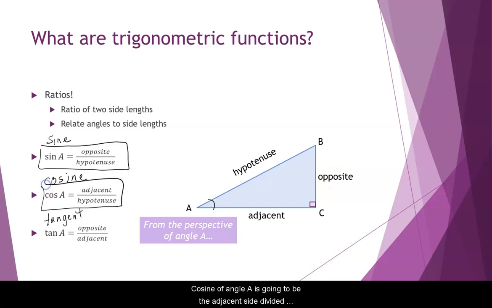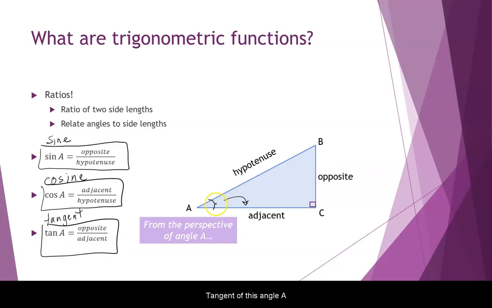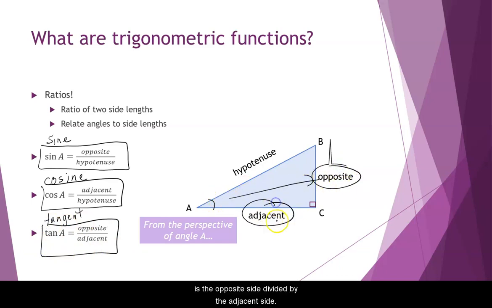Cosine of angle A is going to be the adjacent side divided by the hypotenuse. So the ratio of the adjacent to hypotenuse. Tangent doesn't include the hypotenuse. Tangent of this angle A is the opposite side divided by the adjacent side.